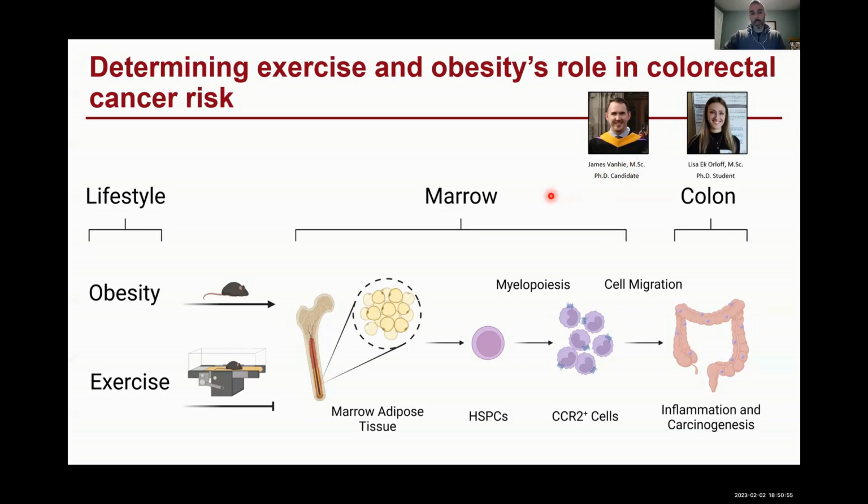So if you were to work on this project, you would work closely with James and Lisa. You would get experience doing exercise training in obesity models in animals. You'd also get experience doing some molecular and cell biology related to immune cells and inflammatory cells, as well as work in the colon looking at inflammation and colon cancer.